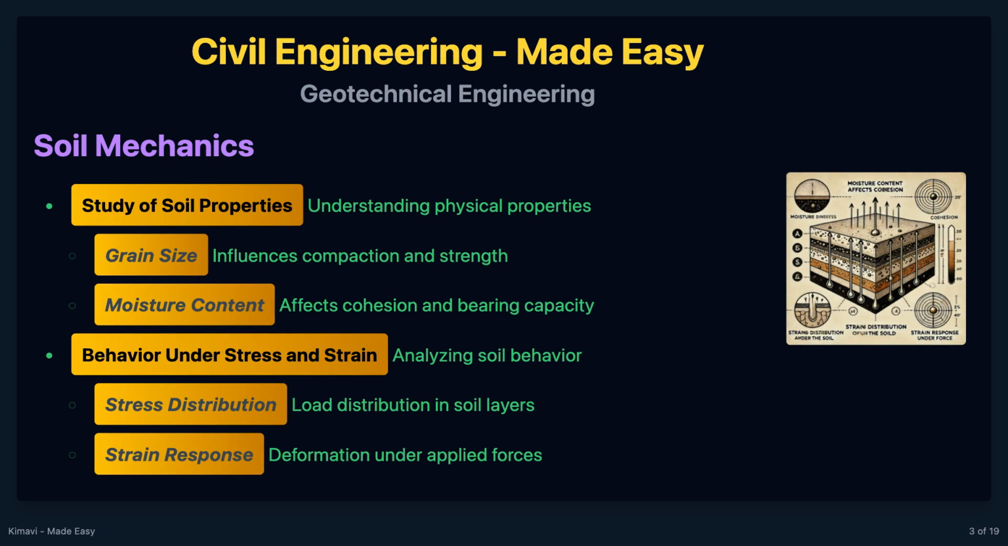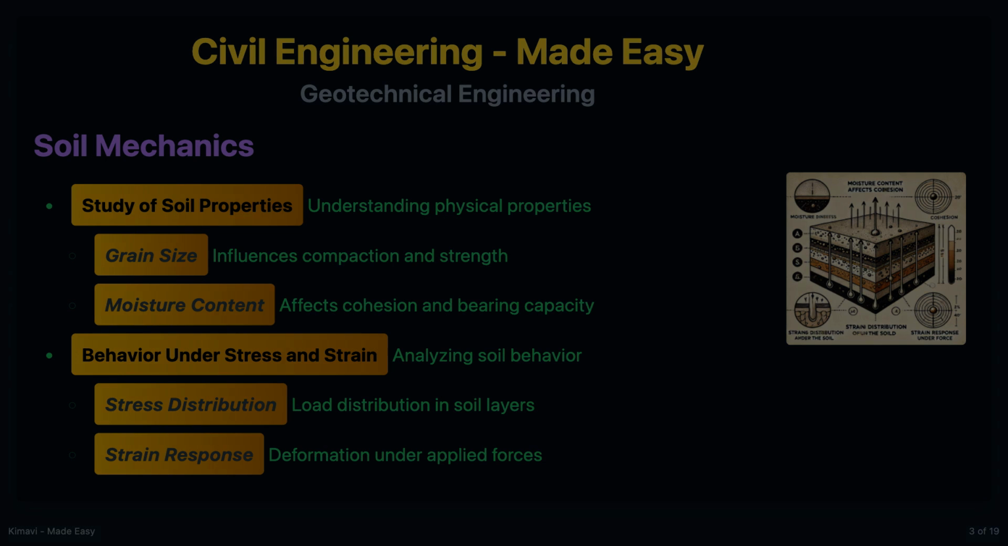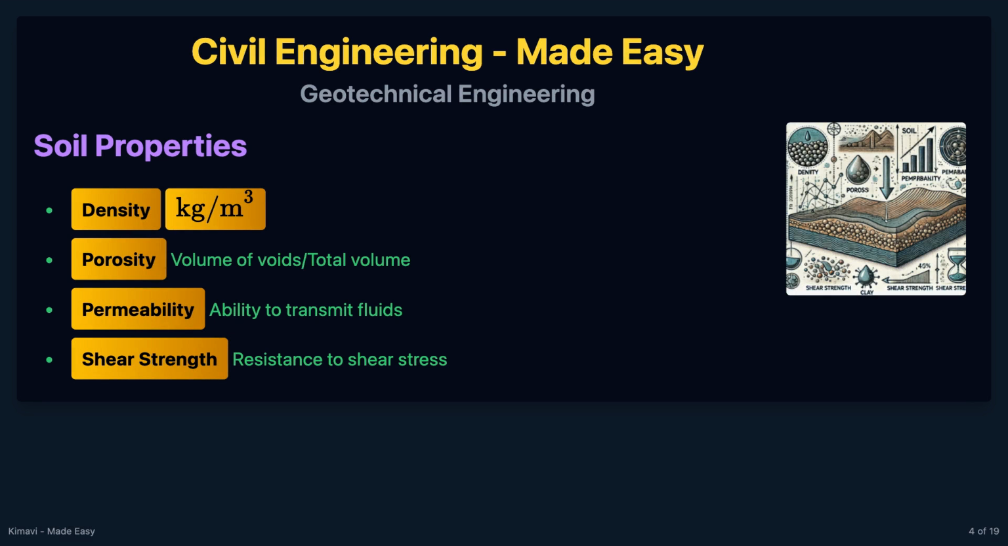Soil mechanics involves the study of the physical properties and utilization of soils, especially in civil engineering. It focuses on understanding the behavior of soil under various conditions of stress and strain. Key properties of soil include density, which is the mass of soil per unit volume, usually expressed in kilograms per cubic meter. Porosity is the ratio of the volume of voids to the total volume of the soil. Permeability refers to the soil's ability to transmit water or other fluids. Shear strength is the soil's resistance to shear stress.